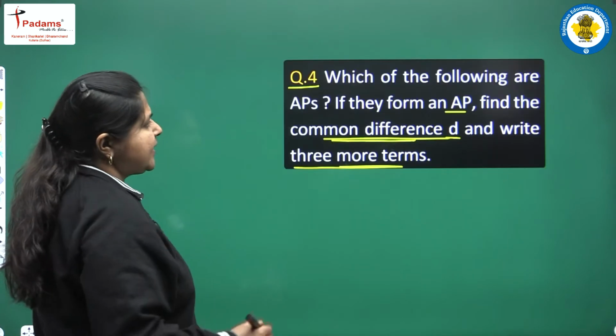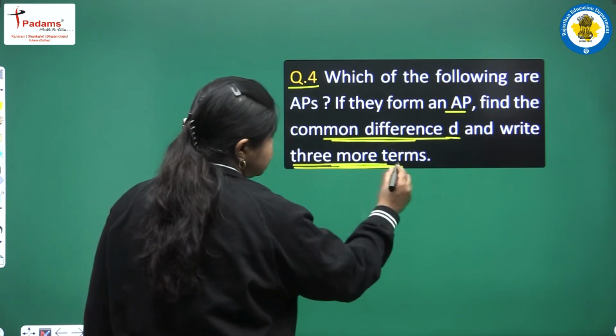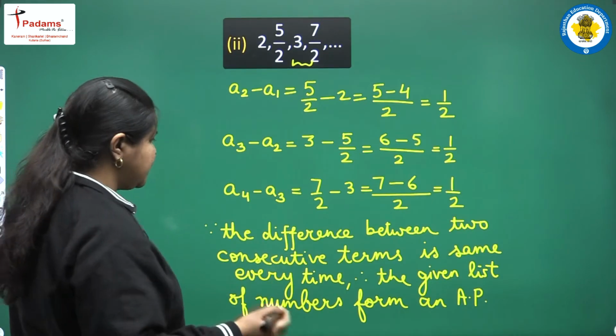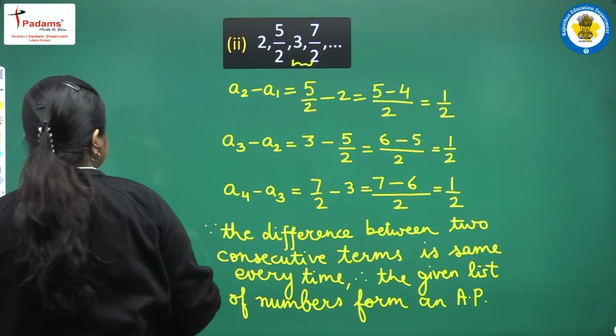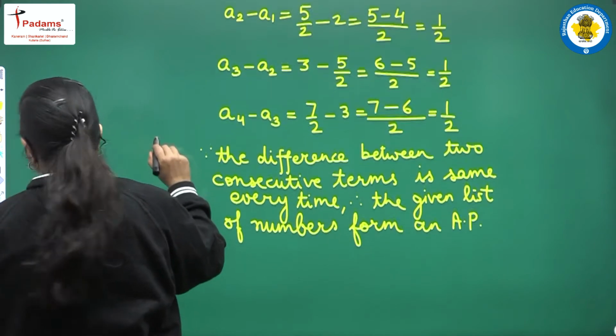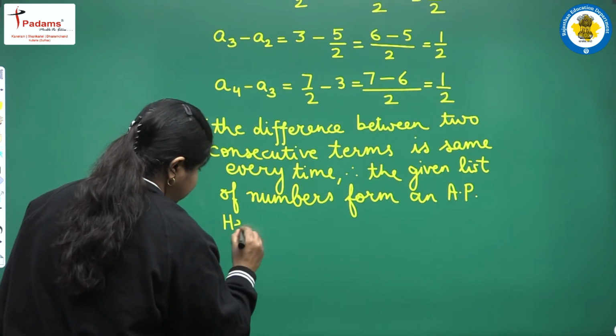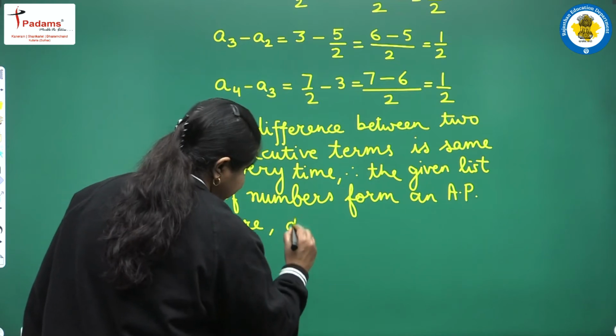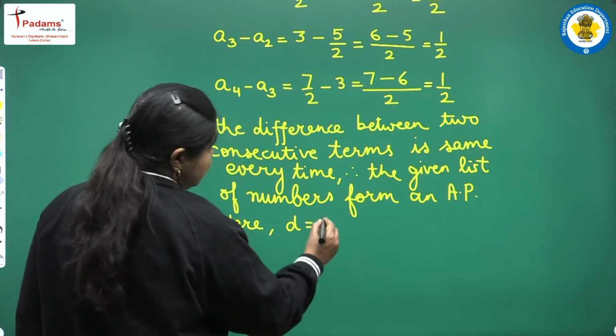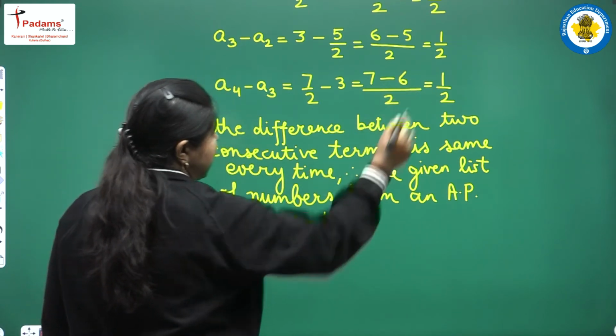कितनी टर्म्स पूछी हैं आगे देखिए. राइट 3 more terms. तो इसके आगे हम 3 more terms भी लिख सकते हैं. कैसे मिलेंगी 3 more terms? Simply we need to add this common difference. Here common difference D, it is equal to 1/2. देखिए आप 1/2 बार बार ऐड हो रहा है.